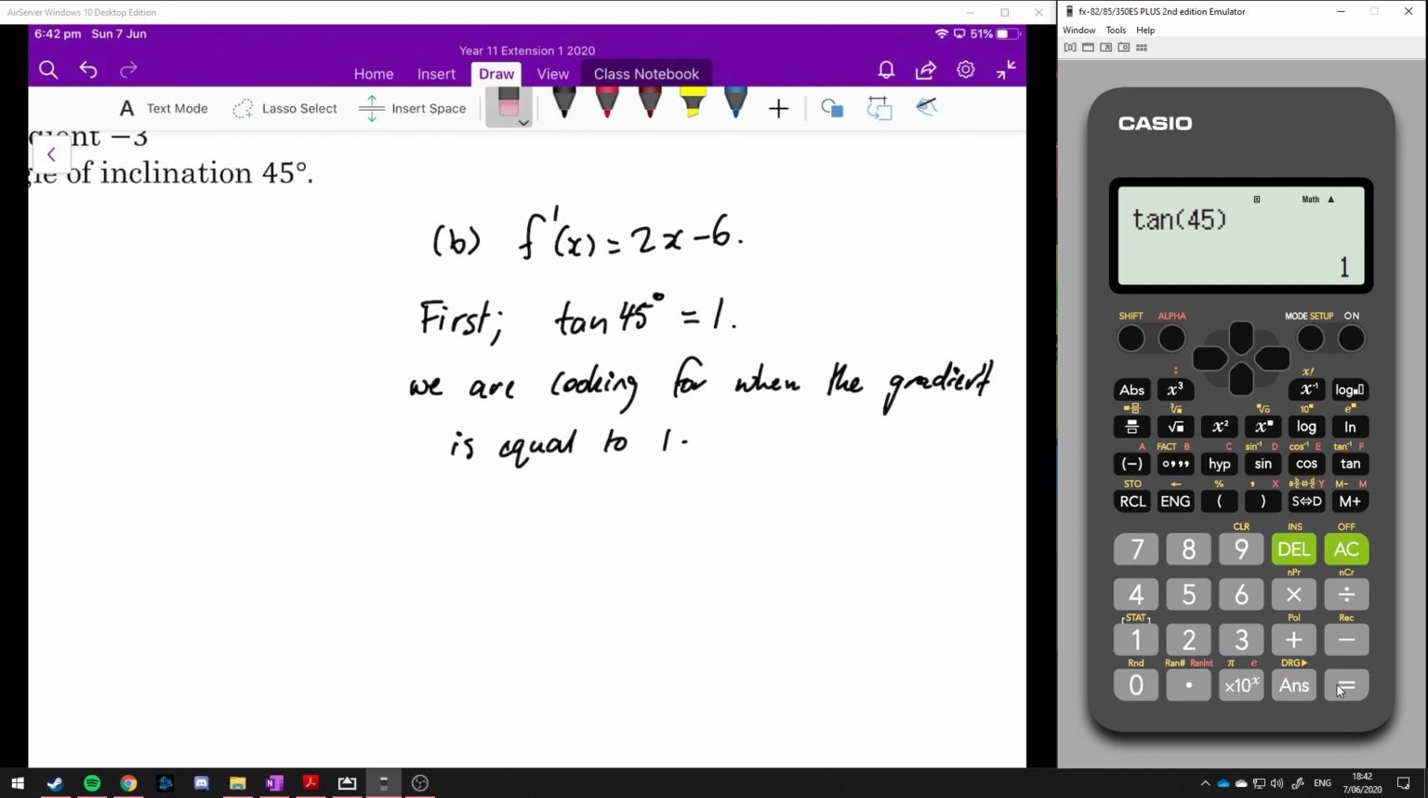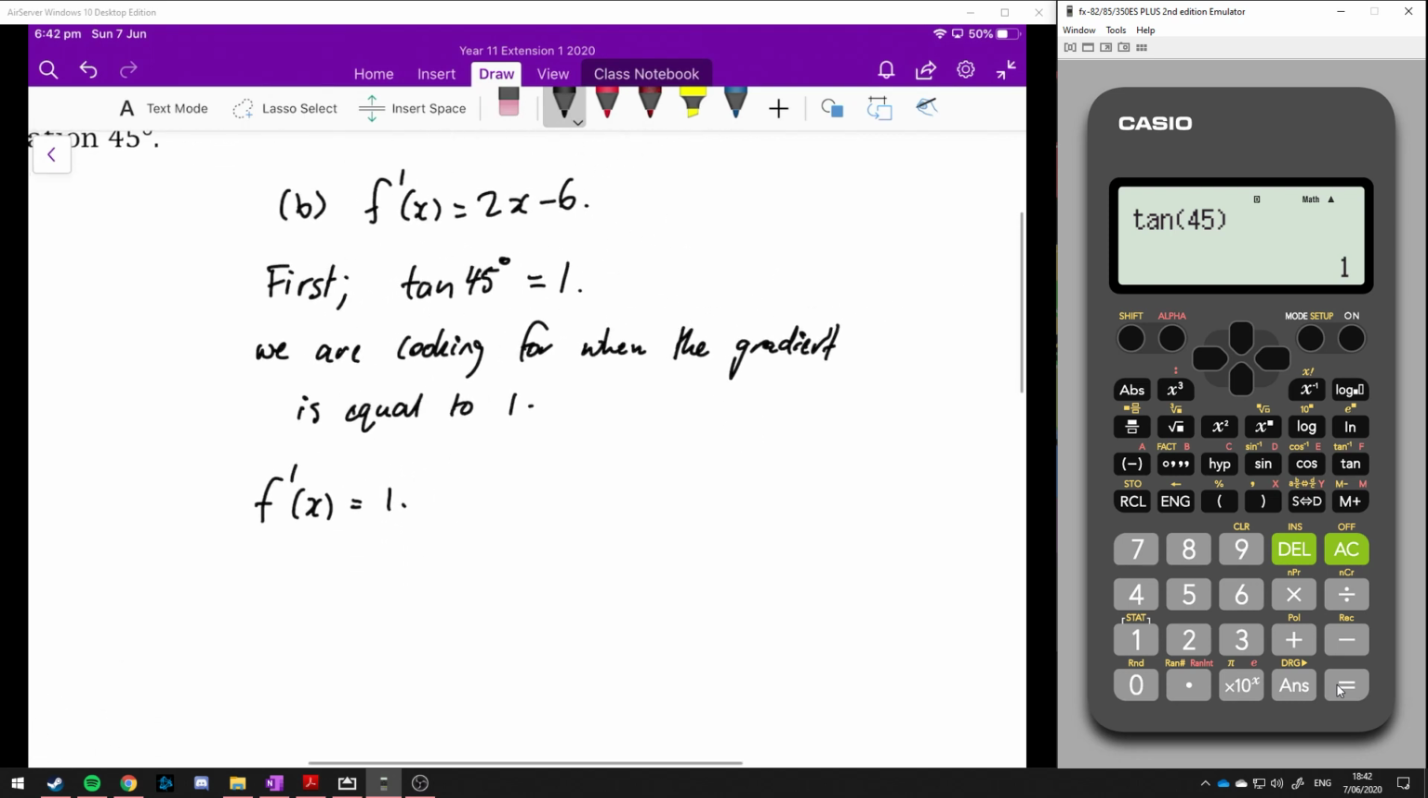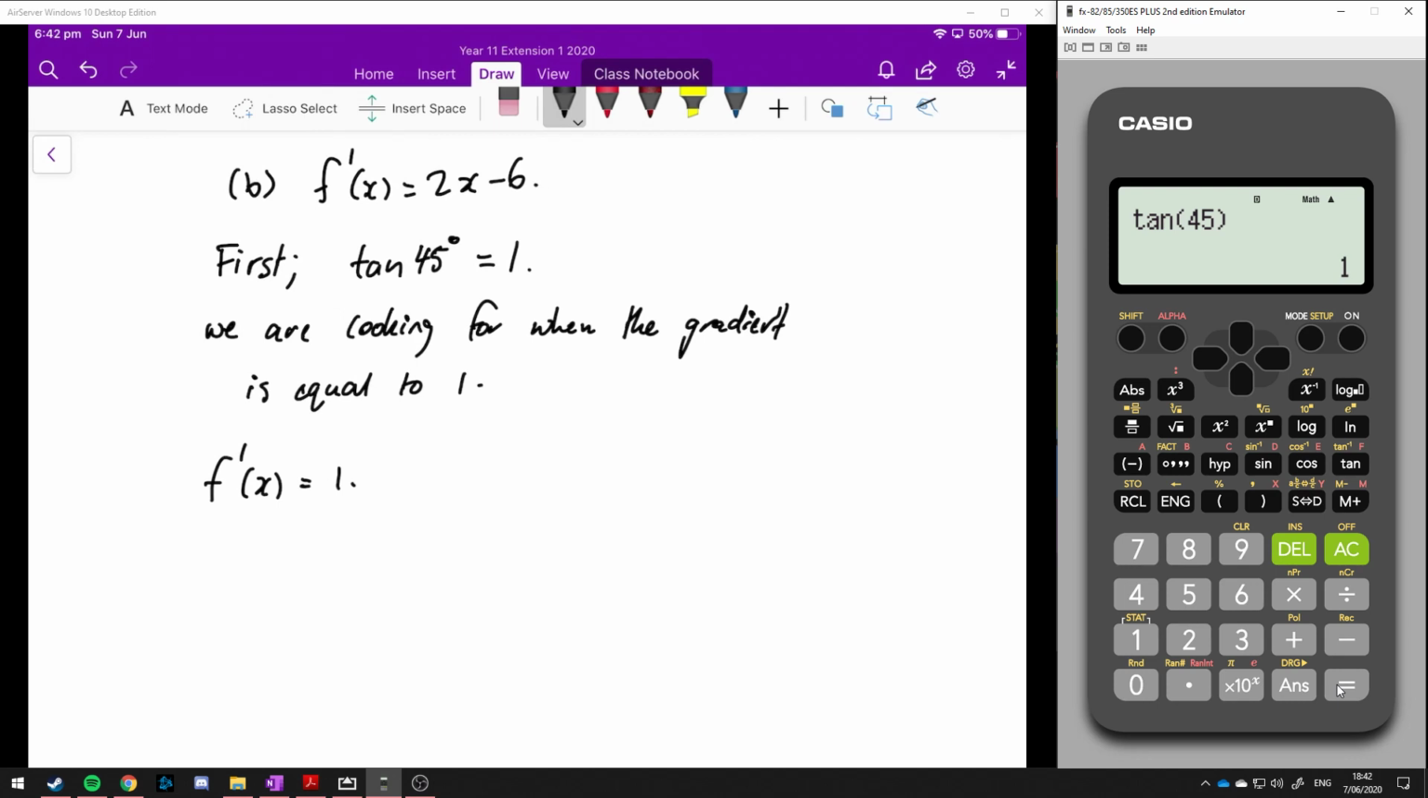We want when the gradient is equal to 1, that is, we want to know when f dash of x is equal to 1. But we already know that f dash of x is equal to 2x minus 6. So we substitute our f dash of x to get 2x minus 6 is equal to 1. I'm going to solve for x just like we did on the other side. So subtract 6 from both sides, we get 2x is equal to 5, which means that x is equal to 5 on 2, or 2.5.